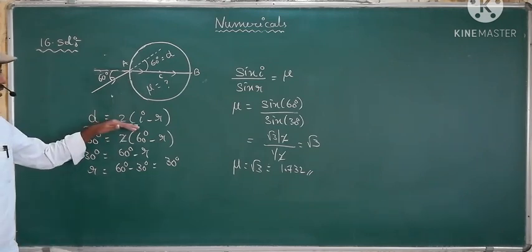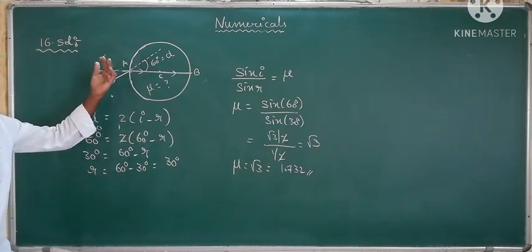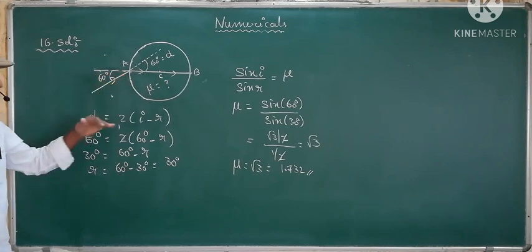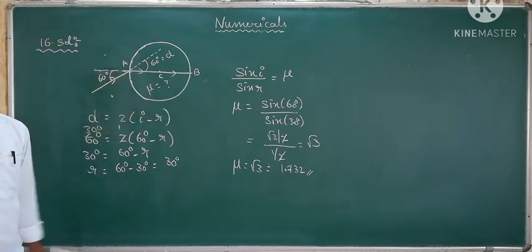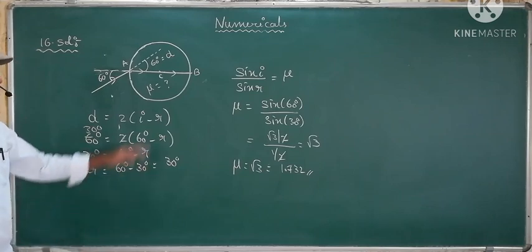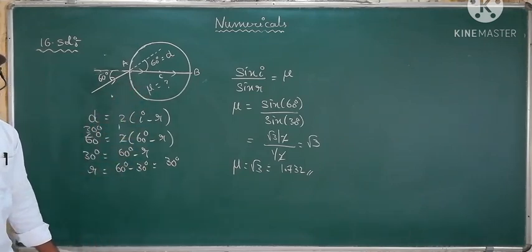So this formula I have taken from the previous problem, that is problem number 15, which explains how we got D is equal to 2 into (I minus R). This is the deviation produced by the spherical refracting surface.